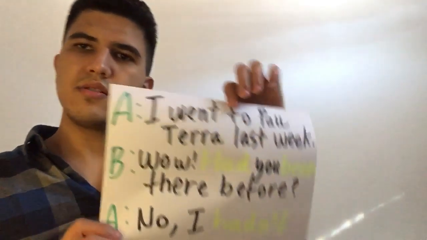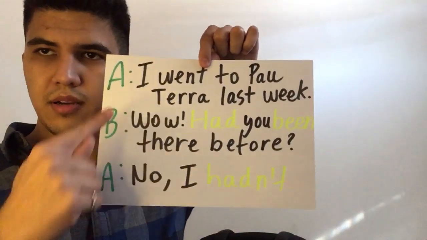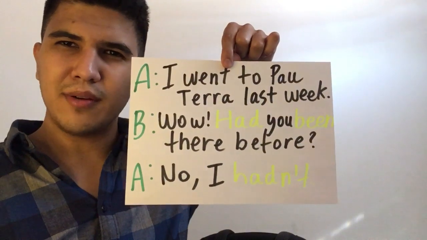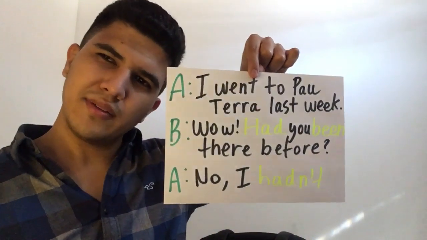What about interrogative and also short answer? So, two people talking, person A and person B. Person A: I went to Pau Terra last week. Have you ever been to Pau Terra? I don't think I have ever been there. I don't know where it is. Do you know where it is? Tell me. I don't know.